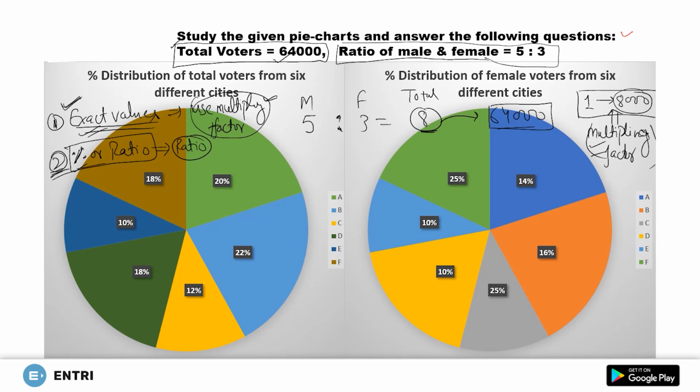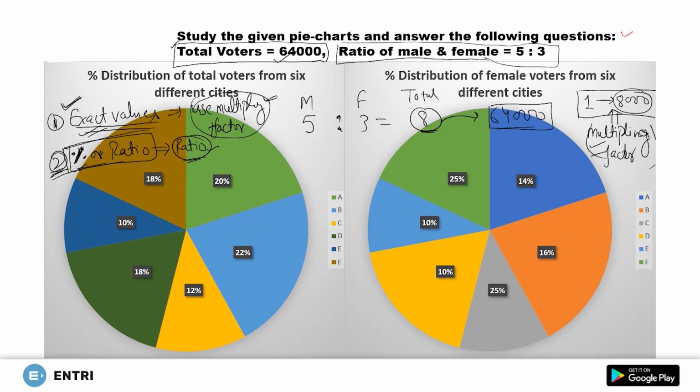And if in any question he asks you to find a percentage or ratio, then you need to apply only the ratio concept. So what is this ratio concept, or what is the use of this multiplying factor? We will see in these questions.